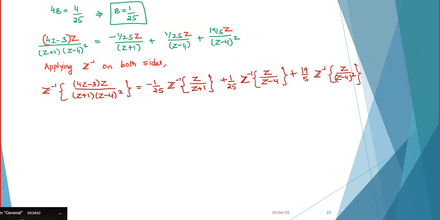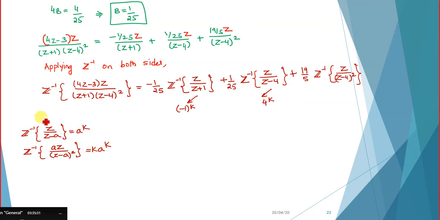Now, using the rules, this gives you minus 1 to the power k, because we have the rule that inverse z transform of z over z minus a is a to the power k. So this gives you 4 to the power k. Now here z minus 4 power 2. So here we have to use the rule inverse z transform of az over z minus a power 2, which is k a power k.